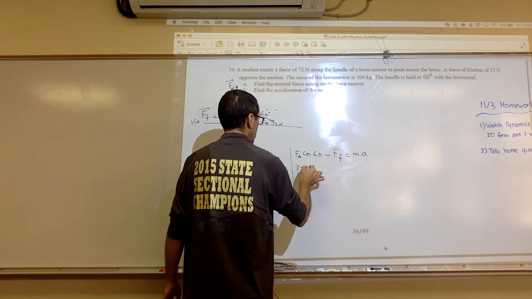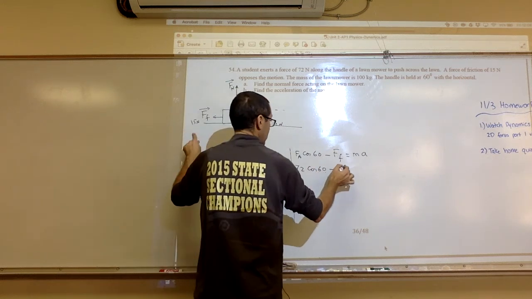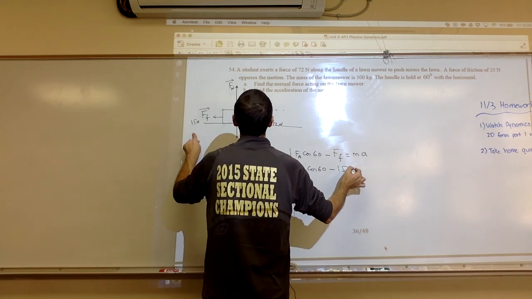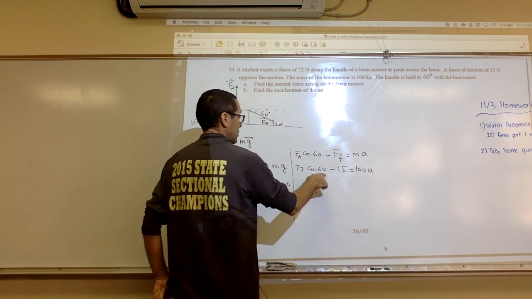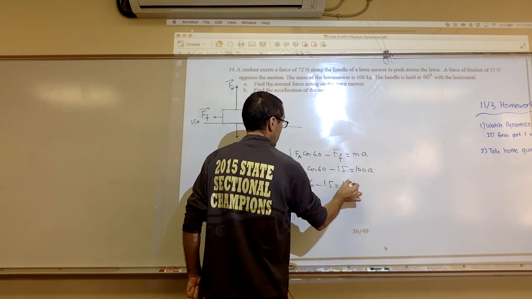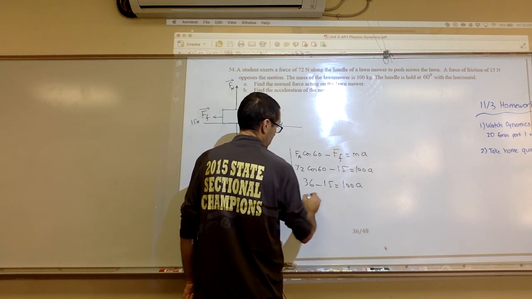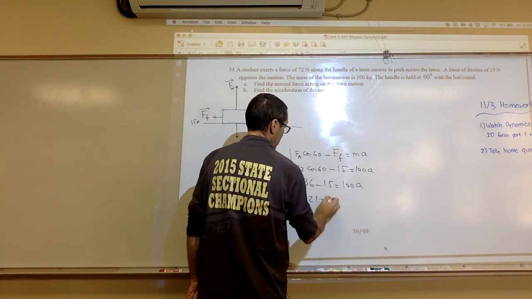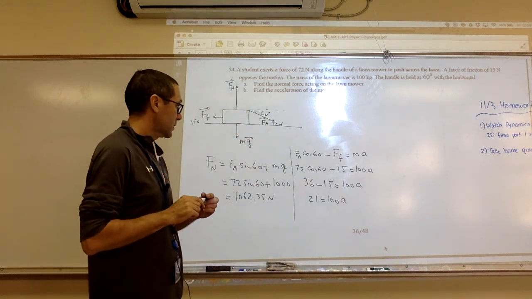So 72 cosine of 60 minus 15 newtons of friction, and the mass is 100 times a. Cosine of 60 is half, so this becomes 36 minus 15 equals 100a. So what is that? It's 21 equals 100a. So your acceleration should be 0.21 meters per second squared.